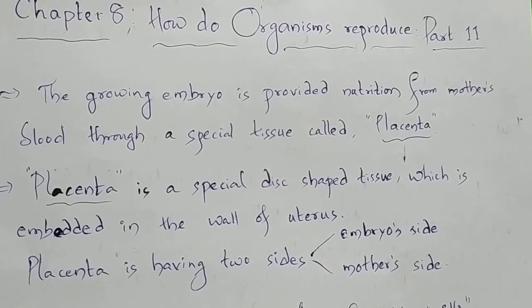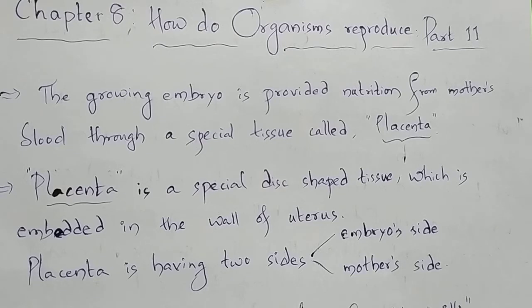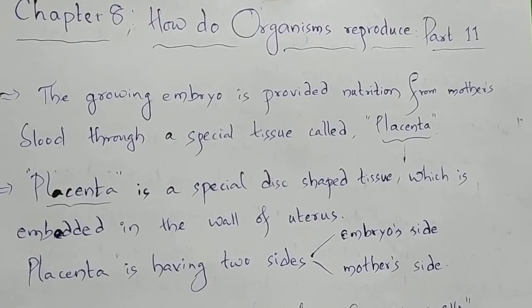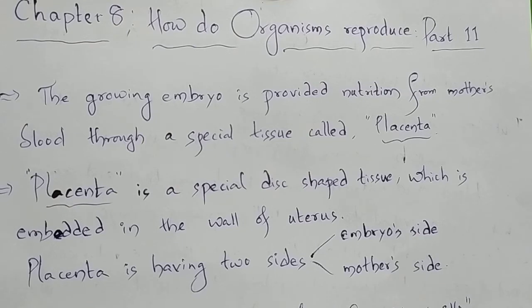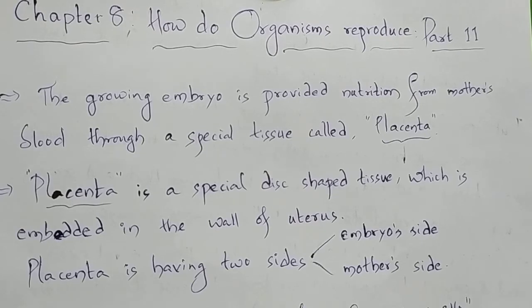Good morning, students. In the last class, we learned how testes and ovaries play their role in producing their respective germ cells. Testes produce sperm and ovaries produce egg cells. Testes produce sperms in millions daily, whereas ovaries produce only one egg in a month. Alternatively, by each ovary, one egg is released every month.